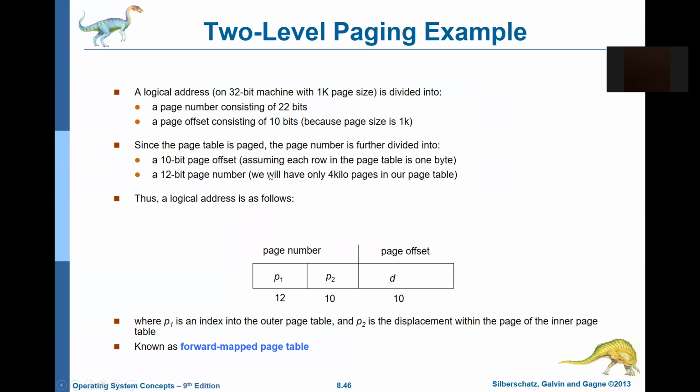A 12-bit page number, we will only have 4 kilo pages in our page table. In other words, this is telling us how many are in the outer row. So this is our logical address, where P1 is the index into the outer page table. P2 is the displacement within the page of the inner page table. This is known as forward mapping.